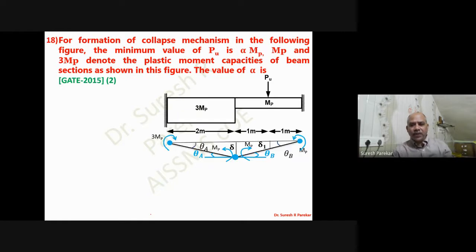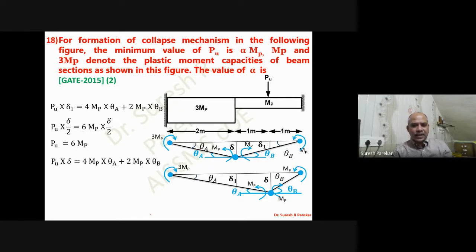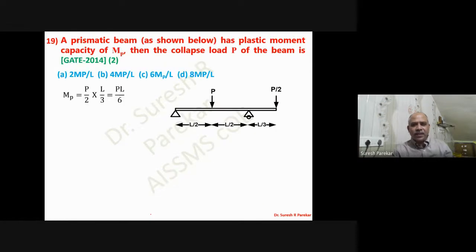Then for this formation, again I will not explain this. We have 6 MP, and then we have 3.33 MP. So the answer is 3.33, so we have to take the minimum. Then we have question 19. Again, all these problems we have to solve in the same fashion. So we have the answer that is 6 MP by L. We just take moment about this point, and for this one we get P by 2 into L by 3. So we have 6 MP by L. So the option is C.